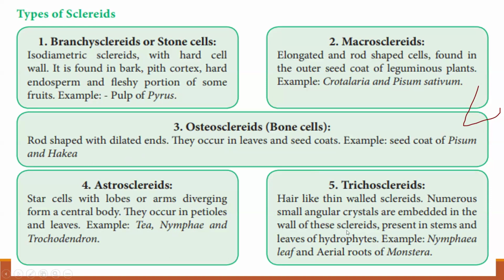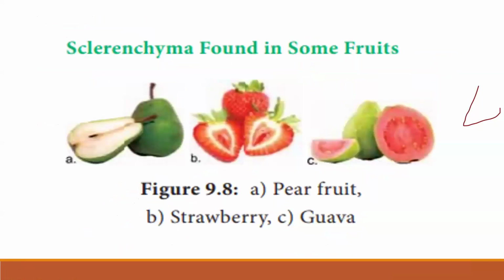Whereas the trichosclerites are hair-like sclerites, with numerous small angular crystals which are embedded in the wall of these sclerites. They are present in nymphaea leaf and aerial roots of monstera. So next one is the fibers.